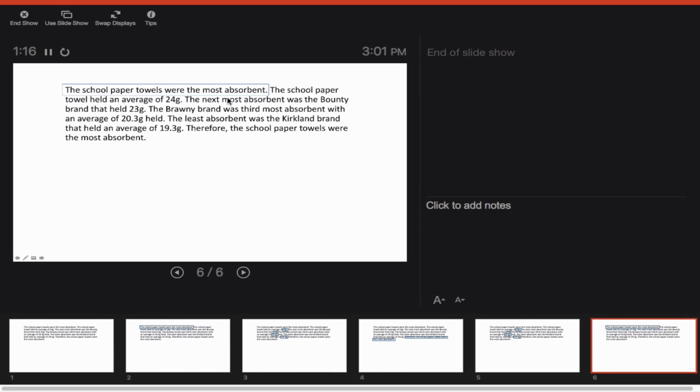Finally, the really important thing is that those numbers need to agree with what you said right there. And mine do. I said the school's paper towels were the most absorbent. They held the most water. So again, a declarative statement about how the experiment turned out along with exact numbers. Make sure you have those in there. Don't say "that's what the data shows" or you get no credit.